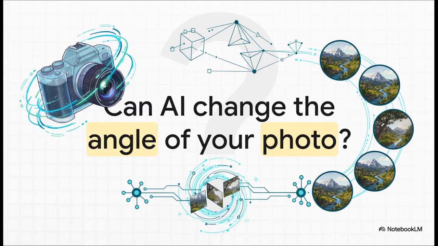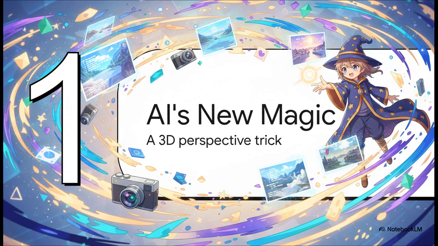So let's just get right to the big question. Can an AI really change the angle of a photo you've already taken? And again, I don't mean just rotating it. I mean, can it actually reach into the photo and show you what it would have looked like from a completely different spot? And the answer to that leads us to something that honestly feels like a new kind of magic. It's a perspective trick that an AI can pull off that just seems to defy all logic.